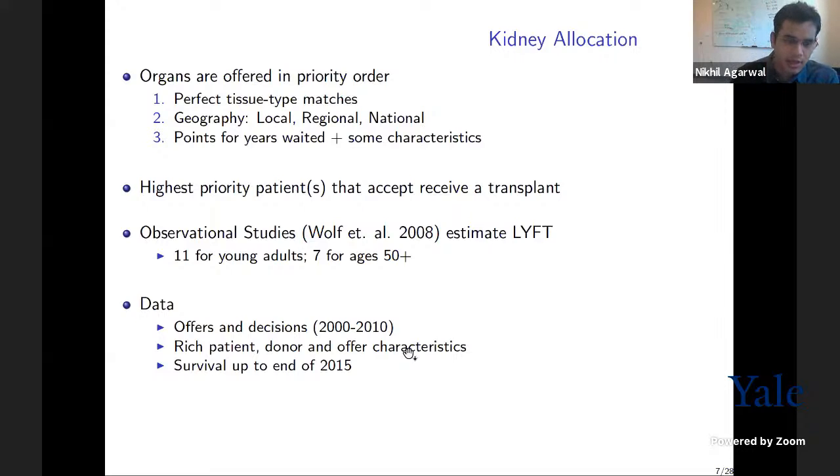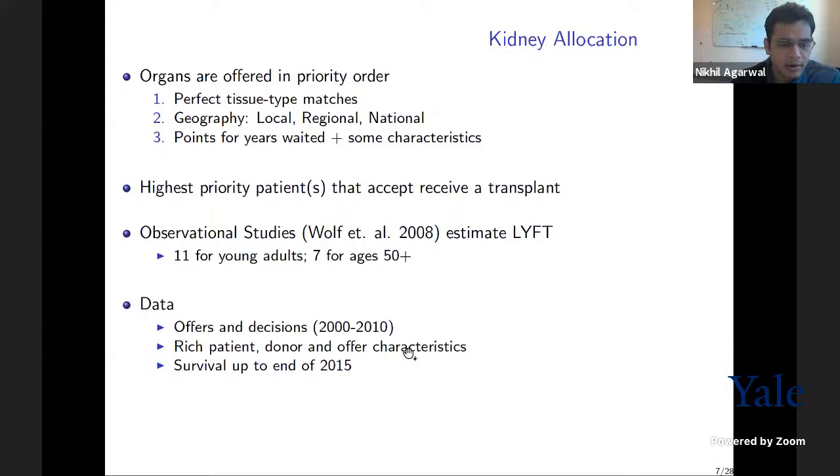There's a big heterogeneity across age. The current estimates are 11 years for young adults, and 7 years for those about age 50 plus. These observational studies are not using random variation.